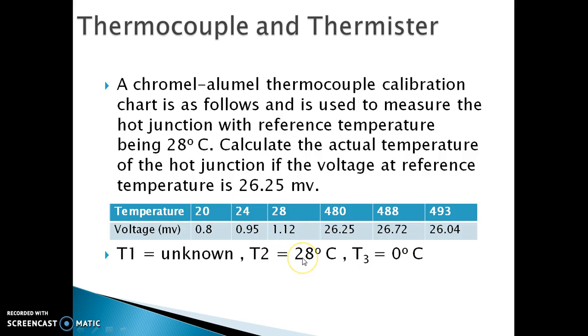If you see, for 28 degrees Celsius, we already have the value as 1.12, and it is given in the problem that at the reference temperature, we have 26.25 millivolts. So we have the value of E1, that is at temperature T1, is 26.25, plus from the table we have taken for 28 degrees Celsius 1.12, and we have got an EMF which is generated as 27.37 millivolts. This EMF is then given to the next unit to calculate and give to the further application.